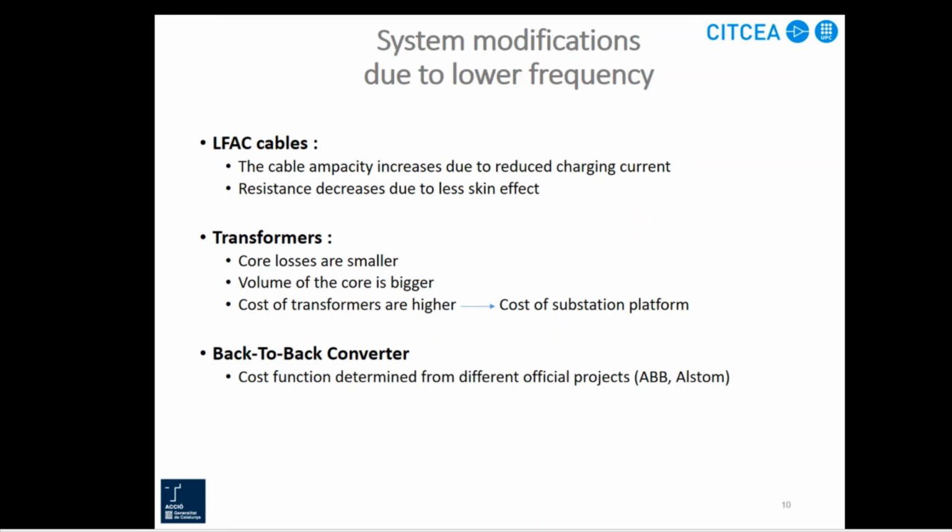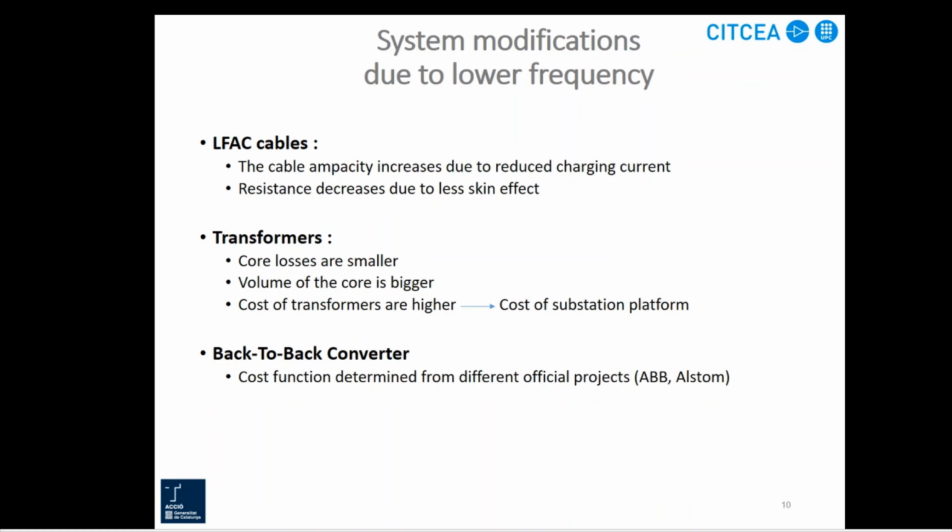The other change is in the transformers, where the volume of the core of a transformer working at lower frequency is bigger. So the cost of transformers is higher, and therefore the cost of the substation platform, as the transformer for low frequency is located at the offshore side. On the other hand, core losses are smaller, so we will have a little bit less power losses also coming from the transformers.